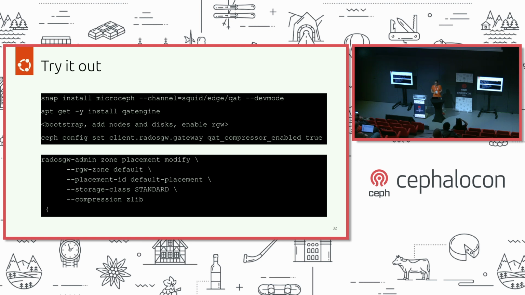One more step is adding or modifying the zone placement so that you have a storage class associated with using zlib. And then, oh yeah, the one last thing on here, we're currently installing the snap using dev mode. Dev mode basically allows us to interact with any other service or any other interface within the operating system, within the machine. We have recently added into snapd an interface that allows us to interact with the QAT engine. So we won't actually have to do that sort of dev mode hack or cheat very, very soon.